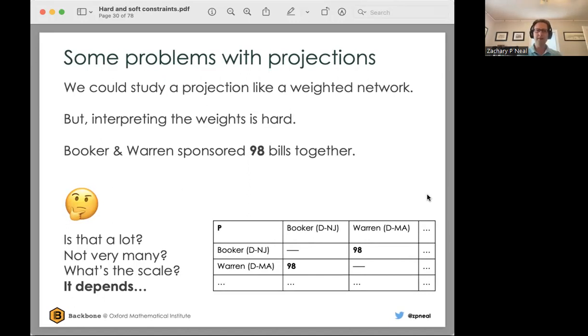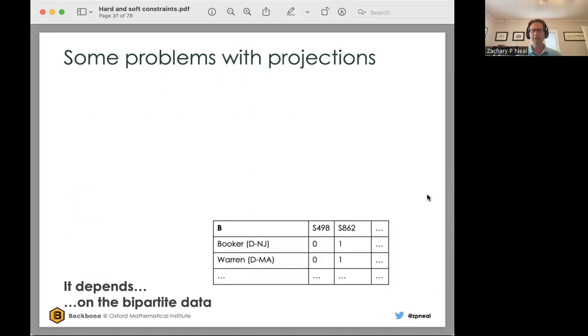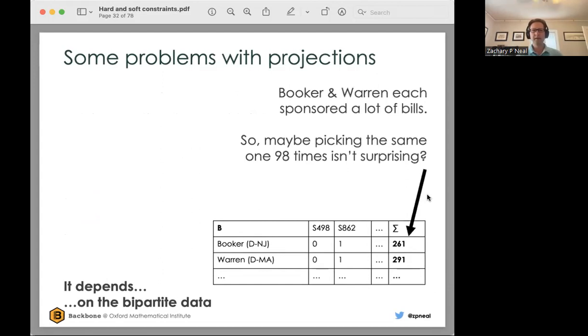And it depends. It depends on some characteristics of the underlying bipartite data from which the projection was generated. And there's really two features that are particularly important here. So the first feature are the row sums. In this context, the row sums are the total number of bills each of these senators sponsored.